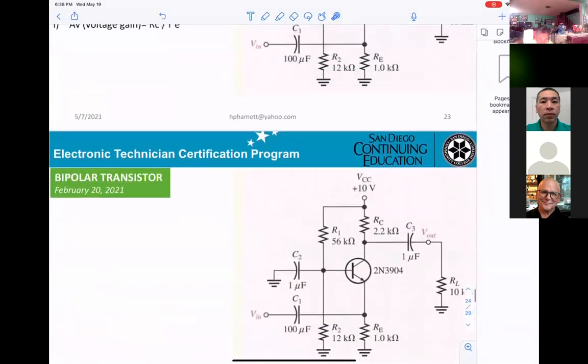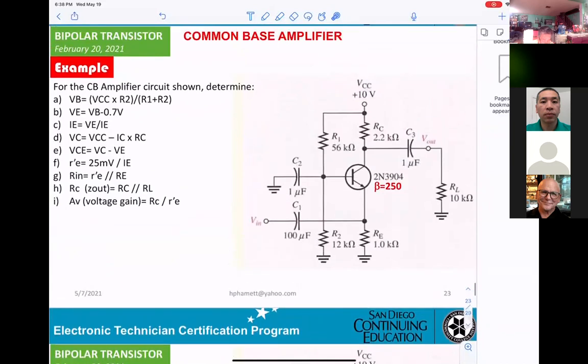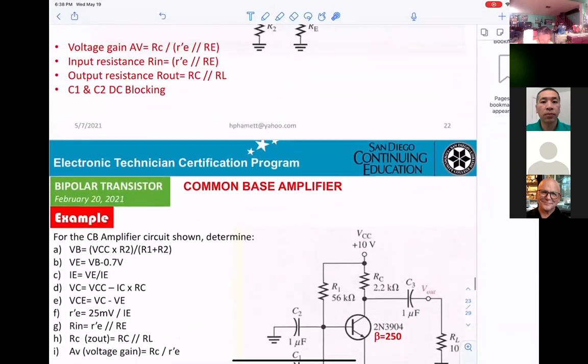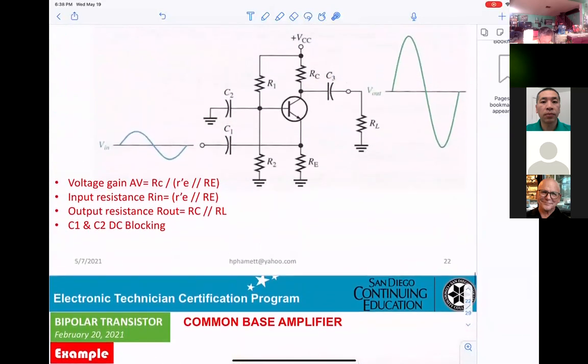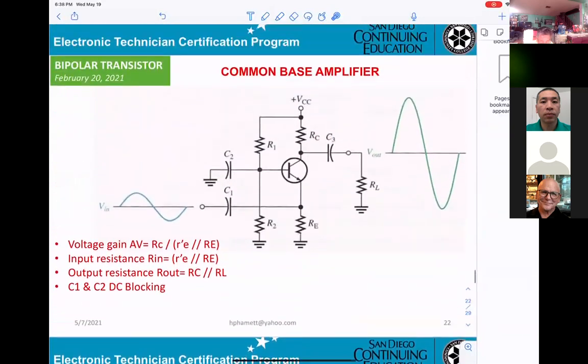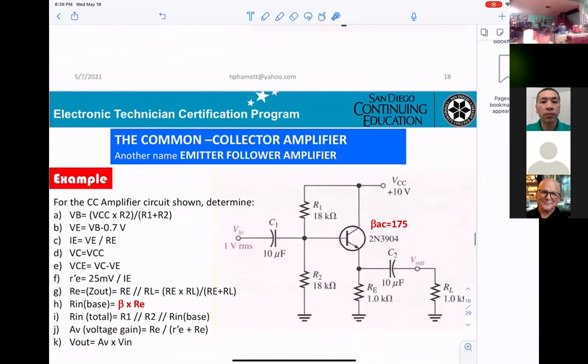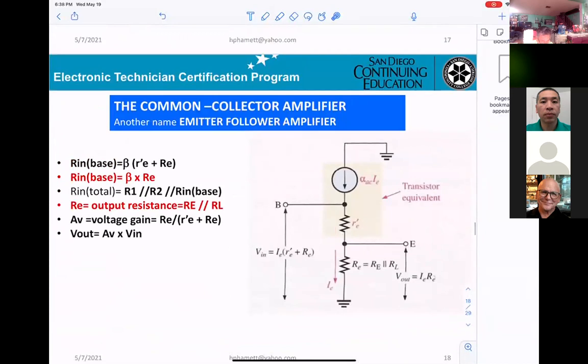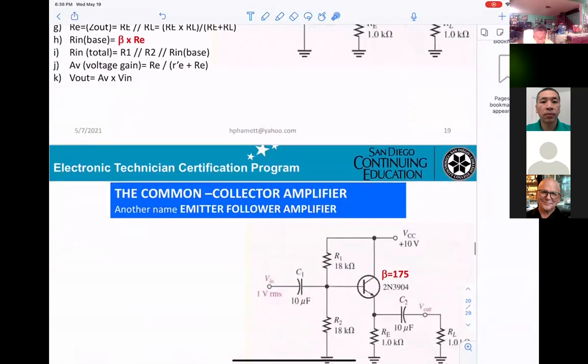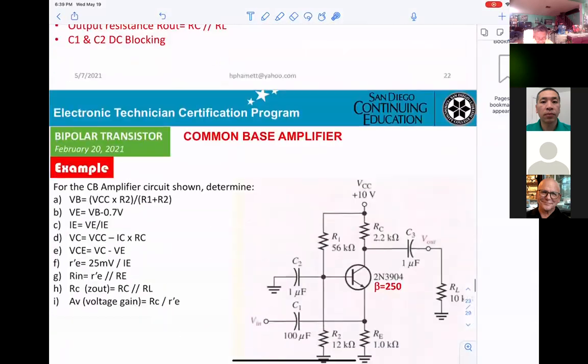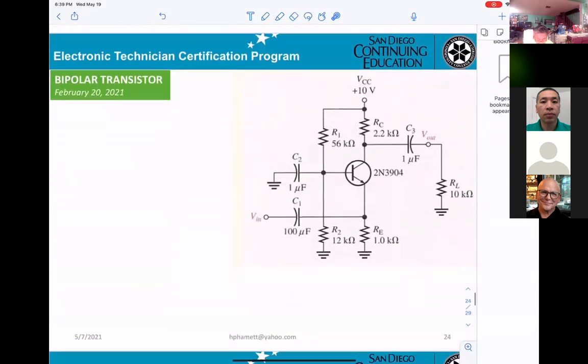I think I already have the calculation. Keep on going up a little bit more. There it is right there. Right here, it should be just beta times RE prime, because you're going to have just the RE, since you've got the capacitor to bypass the RE.